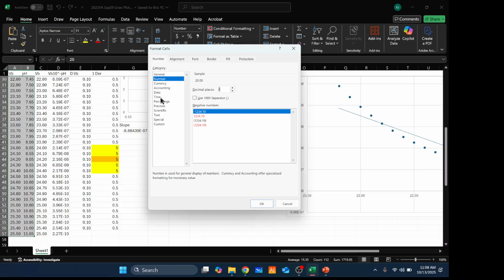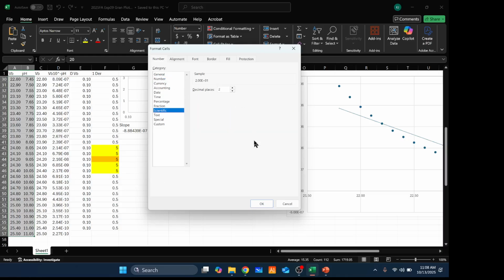Fantastic. You'll notice there's also a scientific format here. You can also do them in scientific notation. That's no problem at all. I just prefer these smaller numbers to be kept in 2 decimal places because it's easier for me to read. I don't care how you do it on yours and then submit it to me. It's not that much harder to read.